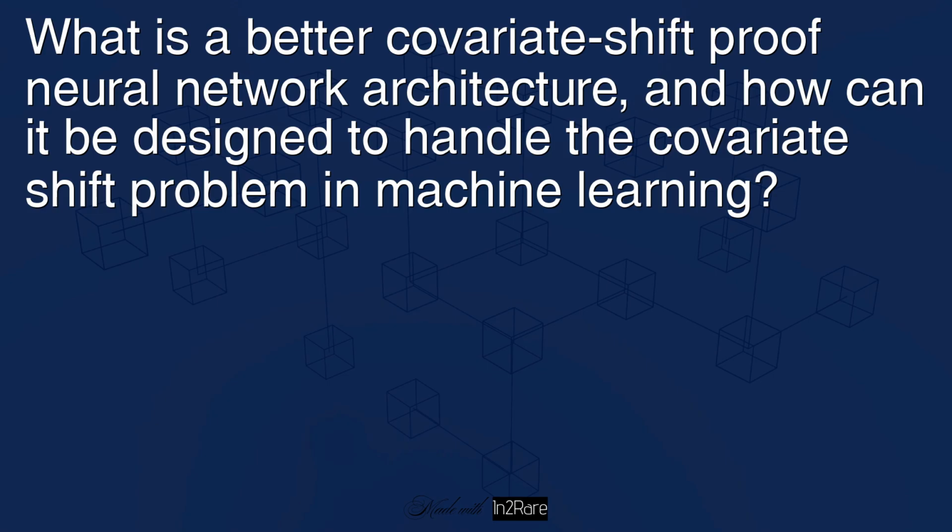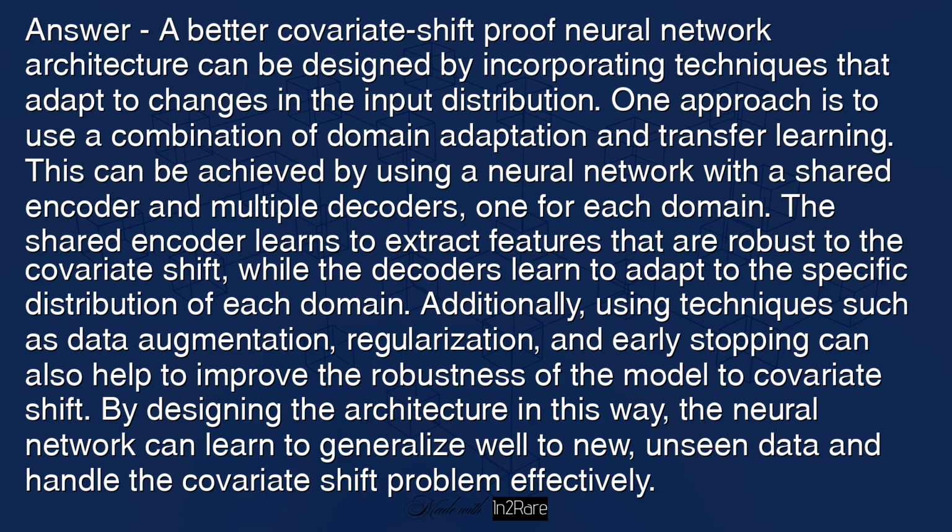What is a better covariate shift-proof neural network architecture, and how can it be designed to handle the covariate shift problem in machine learning? Answer: a better covariate shift-proof neural network architecture can be designed by incorporating techniques that adapt to changes in the input distribution. One approach is to use a combination of domain adaptation and transfer learning. This can be achieved by using a neural network with a shared encoder and multiple decoders, one for each domain. The shared encoder learns to extract features that are robust to the covariate shift, while the decoders learn to adapt to the specific distribution of each domain.